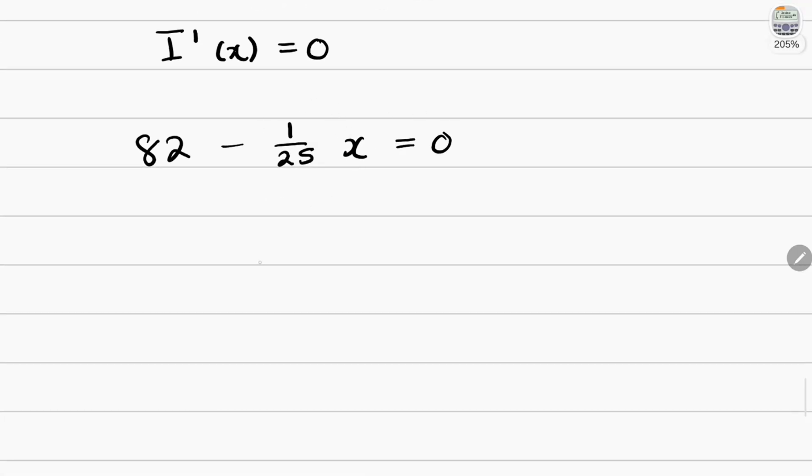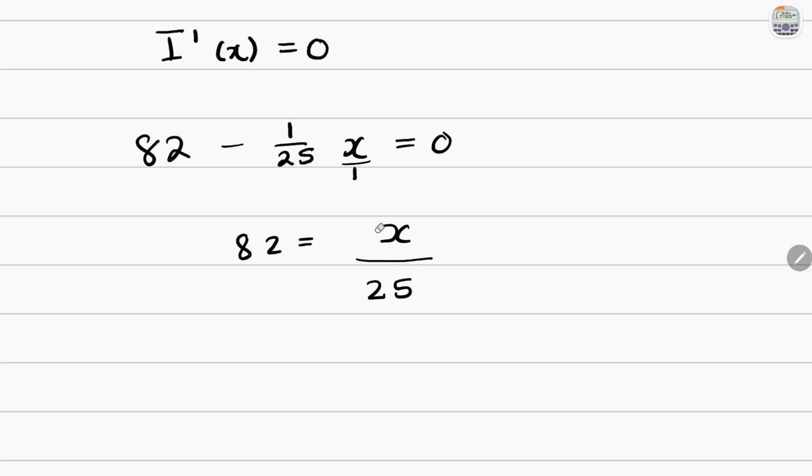So let's transpose this to make it positive. We have 82 is equal to 1 over 25x. Now, this x is in the numerator, so you can just choose to write it here, in place of the 1, because it's really x over 1.